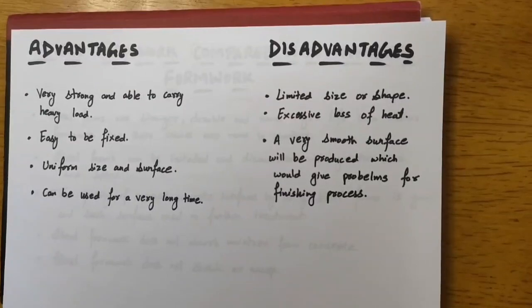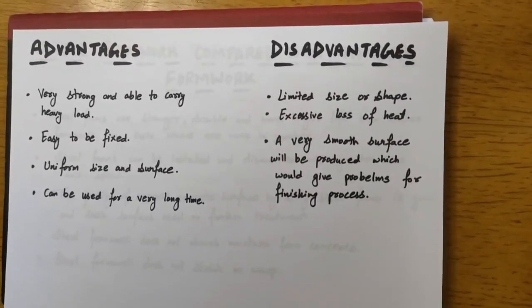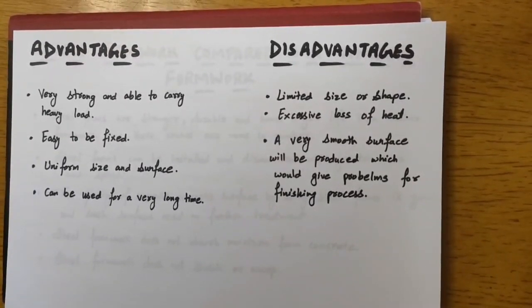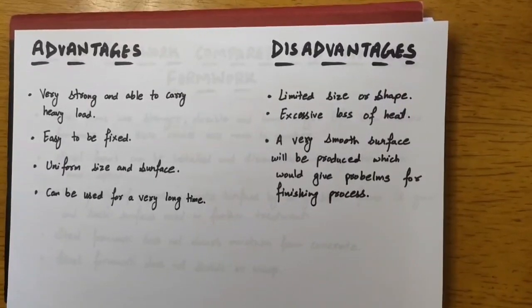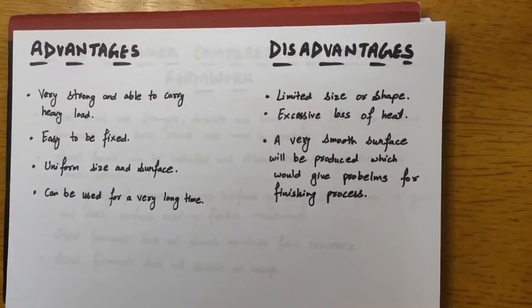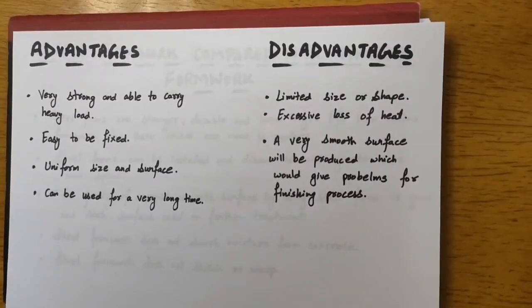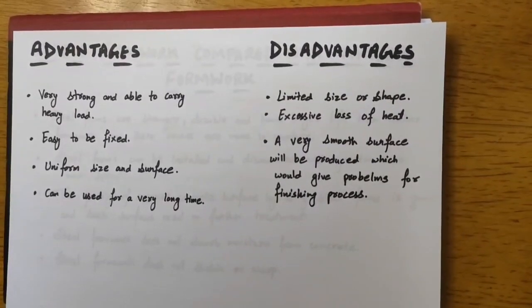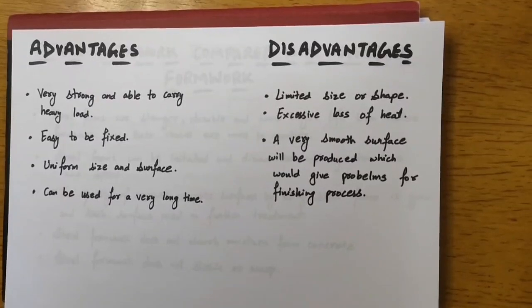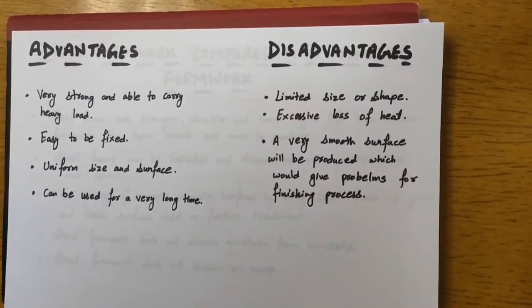So disadvantages: limited size or shape. So you cannot use a very big sheet of steel, so their size and shapes are limited. Excessive loss of heat. A very smooth surface will be produced which would give problems for finishing process.